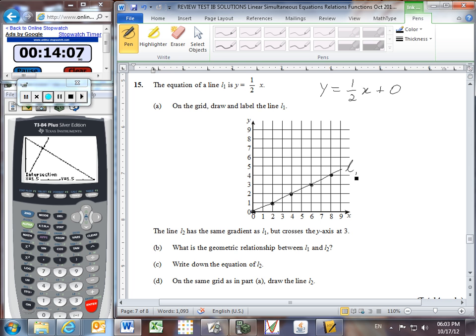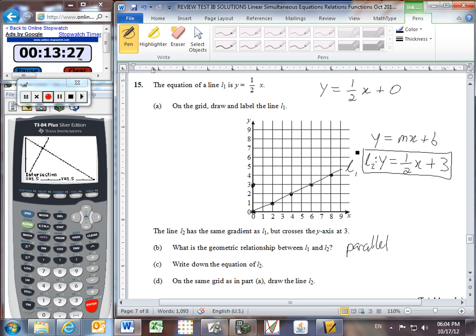Line L2 has got the same gradient. Well, that must mean that it's also got a gradient of 1/2, but it crosses the y-axis at 3. So, what is the geometric relationship? Well, if they have the same gradient, they must be parallel lines. We need to write down the equation of L2. Well, we know that it can have the form mx plus b, and if the gradient's the same, then it's 1/2, and if it's going through a y-intercept of 3, that's our equation for line L2. There it is, y equals 1/2 x plus 3.